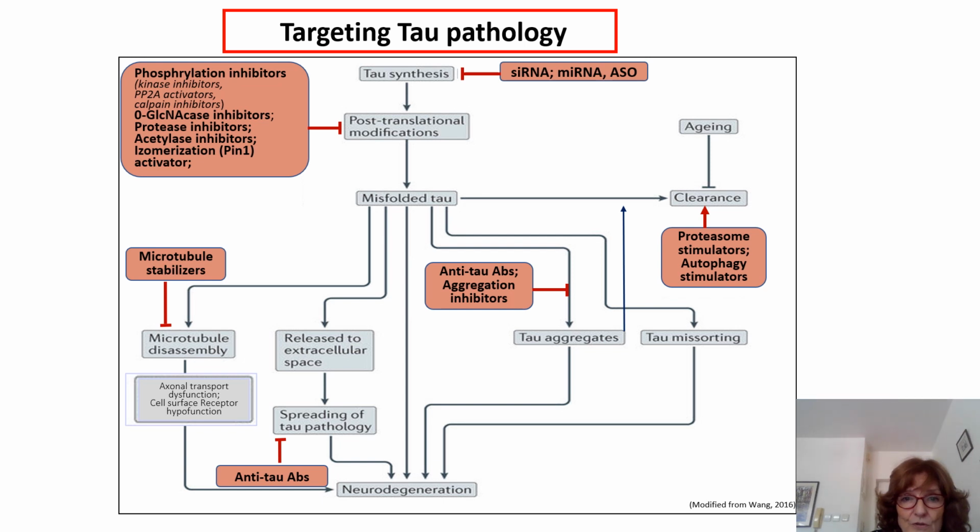So if we look at the pathology and what we can fight against, which targets, we can at the level of tau synthesis use siRNA, miRNA, antisense oligonucleotides. In the PTM, we have various inhibitors, which is not so simple because with acetylase inhibitor, it's still not clear if it helps or should be prevented. And if we speak about clearance, to enhance proteasomal autophagy and microtubule stabilizer, and to inhibit aggregation, either by aggregation inhibitor or by antibodies, or inhibit the spreading by antibodies.